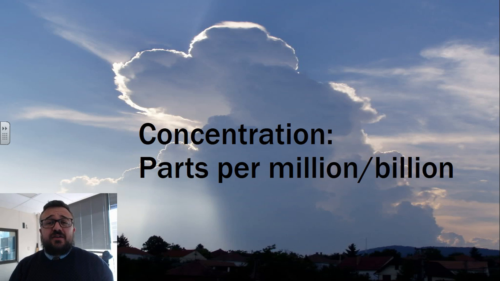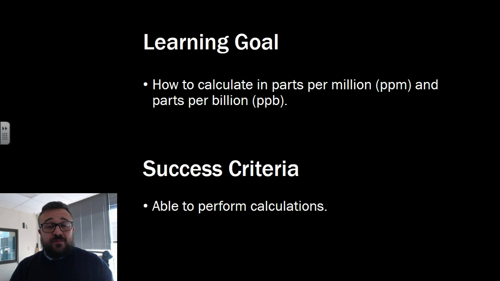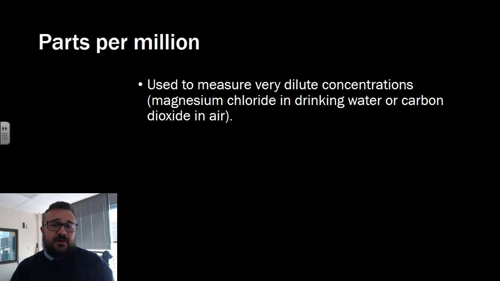So let's have a look at how we calculate the concentration in terms of parts per million or parts per billion. By the end of this, you want to be able to perform those calculations, and we'll know you can when you can do it independently. So parts per million is where we'll start.